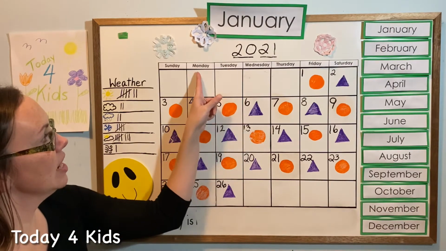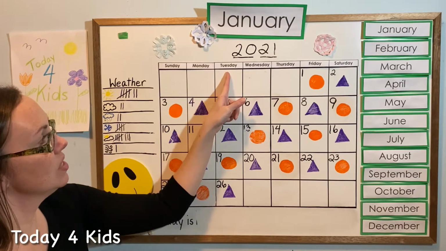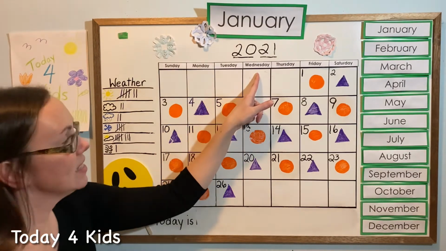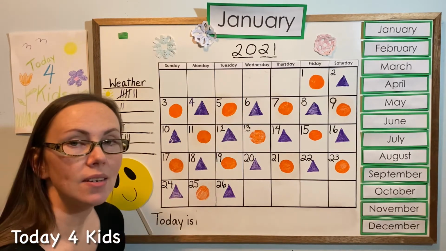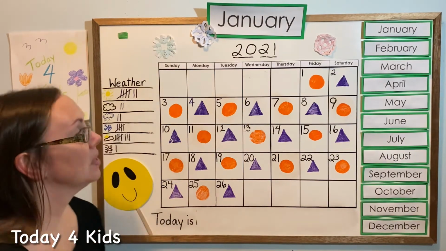So let's go up to the top and let's see, what day is it? Tuesday. Yesterday was Monday, today is Tuesday, and tomorrow will be Wednesday. Do you remember how many days are in the week? Good guess. Let's see.